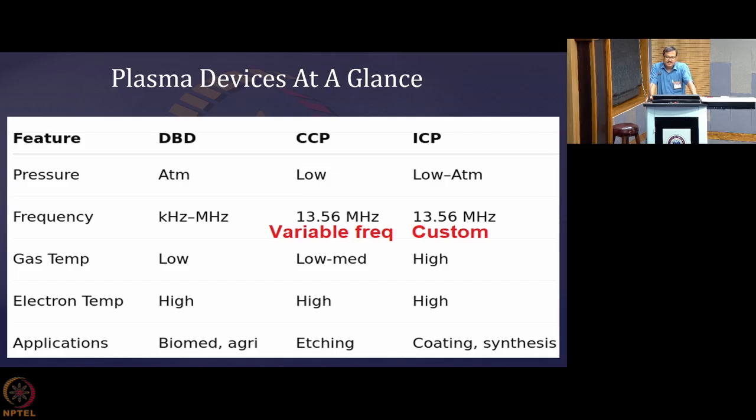Application wise, DBD specifically finds application in biomedical areas, CCP in etching, and ICP in coating and synthesis. These application areas are basically marked by these devices. Whenever you go for the application in biomedical area, you usually go for these DBD devices, and when you are etching, you usually prefer the CCP devices, and when you want the coating or synthesis in very pure form, because these ICPs are electrodeless, you don't have any contamination from the electrode, because the electrode is outside the quartz tube and it never comes in contact with the plasma that has been formed. So, you get a pure kind of plasma discharge.